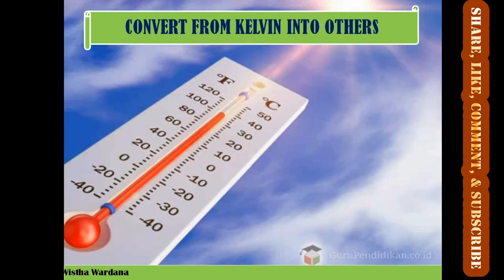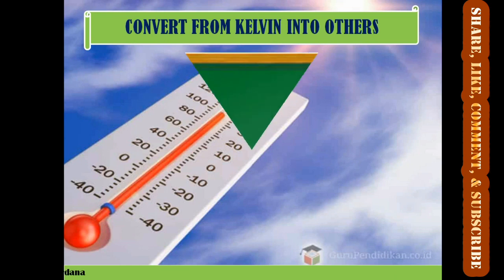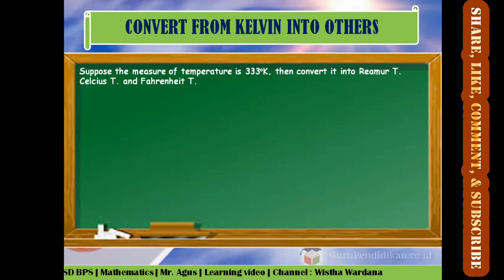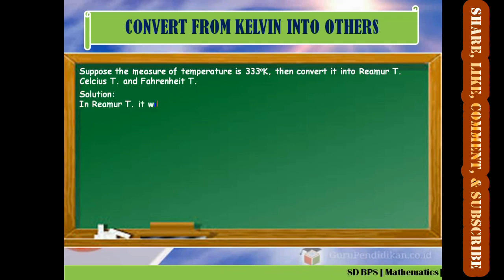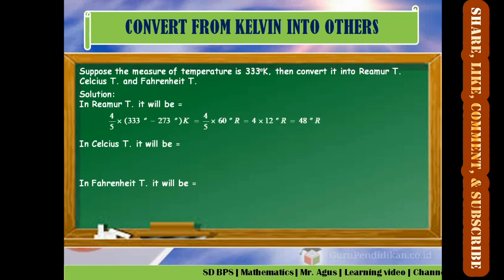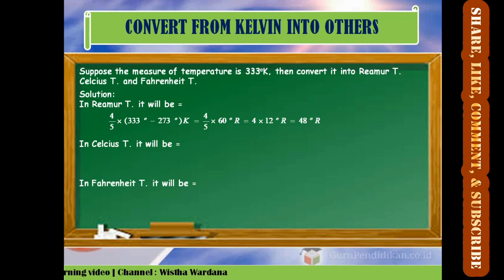Okay, this is the last case. How to convert from the Kelvin thermometer into the others. Suppose the measure of temperature is 333 degrees Kelvin, then convert it into Reaumur, Celsius, and Fahrenheit thermometers. The solution is, if you want to change it into the Reaumur thermometer, the fraction will be like this, 4 per 5. Why? Because we know the proportion of the Kelvin thermometer is 5 and the proportion of the Reaumur thermometer is 4. And you have to put the proportion of Reaumur as the numerator and the proportion of Kelvin as the denominator, multiplied by, in the bracket, 333 degrees minus 273.